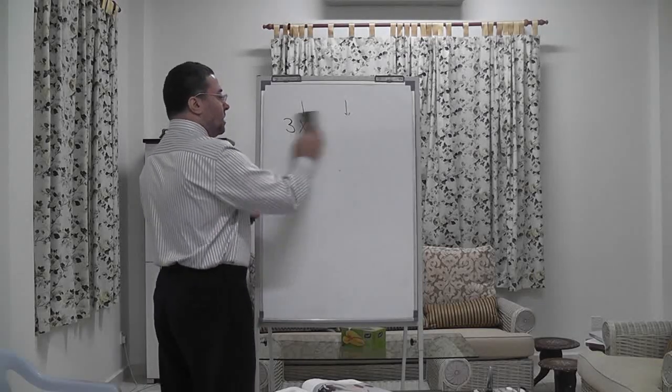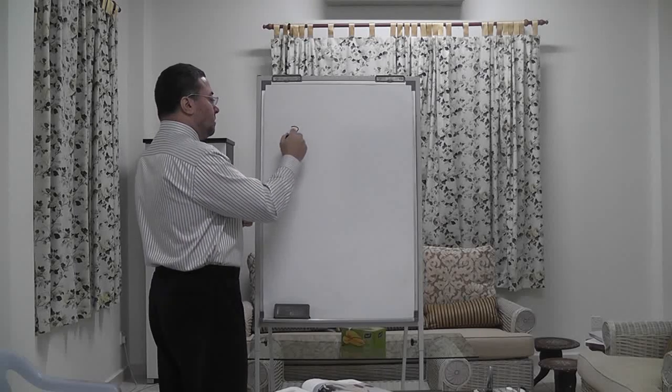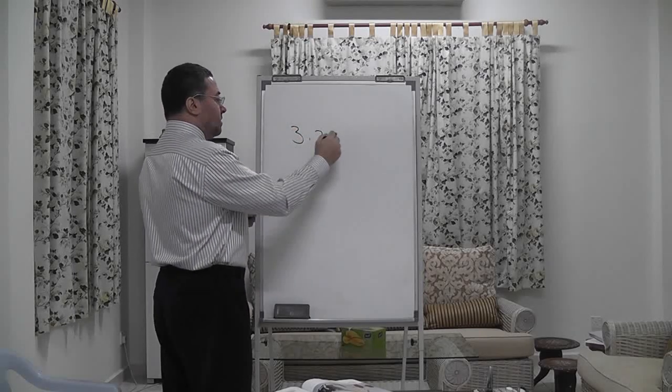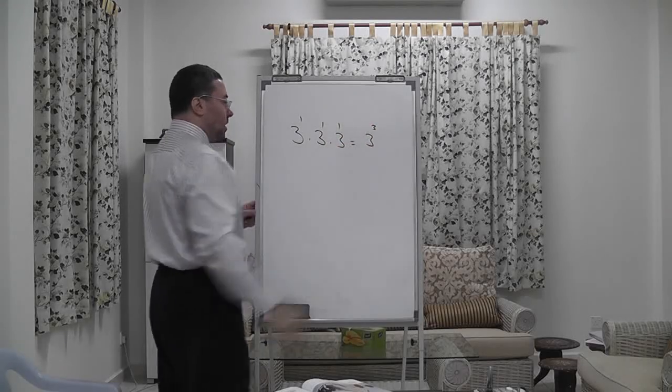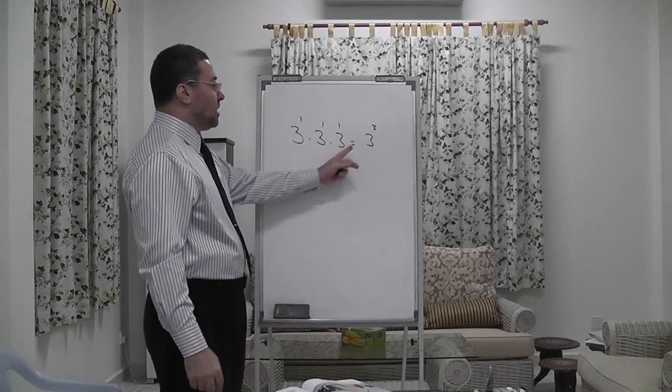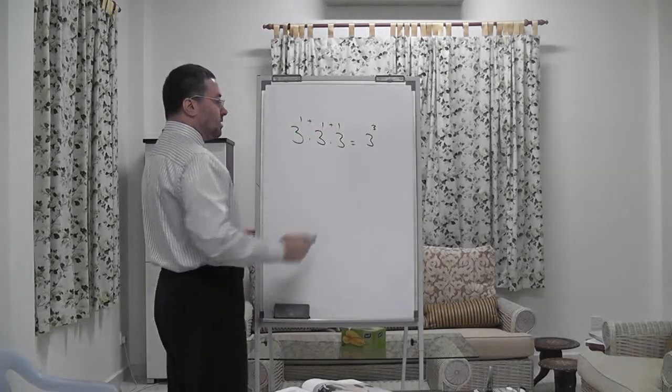Now, if our monomial is a constant number, you already know what to do. For example, if we have 3 times 3 times 3, it will be 3 cubed. Again, we add the powers.